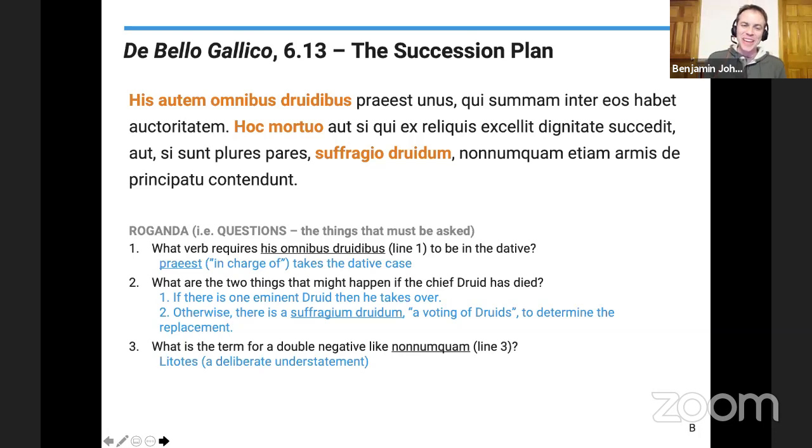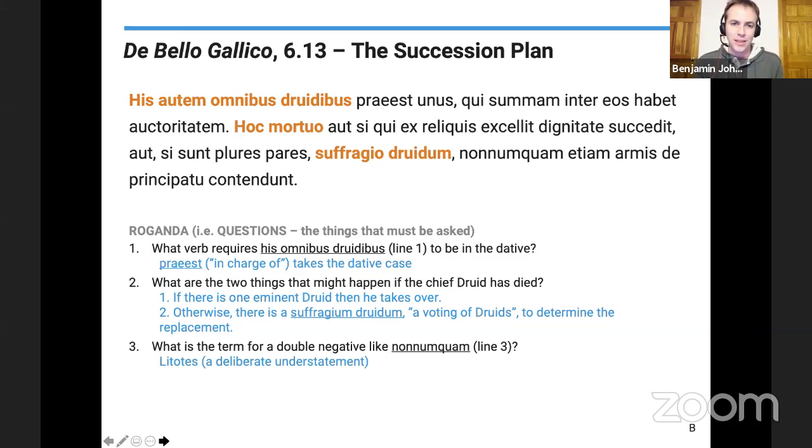So in this passage we're talking about the fact that unus praeest his omnibus druidibus. There's one guy, qui summam inter eos habet auctoritatem, who has the authority over all the others. The first question asks about his omnibus druidibus, and it's in the dative because praeest, which means in charge of, takes its object in the dative case.